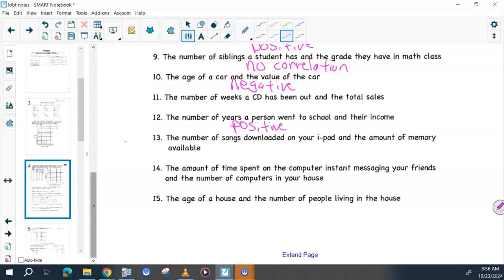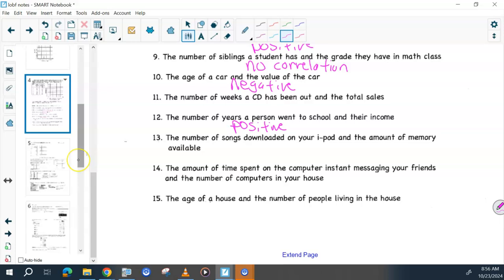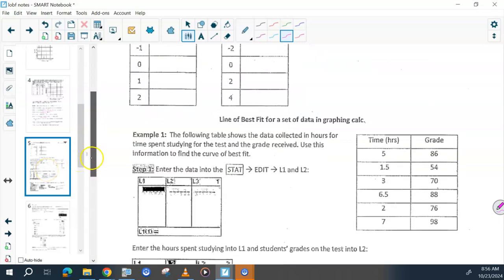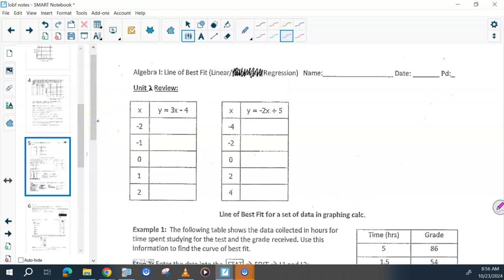Okay, and you can look through some of those others on your own time. Go on to the next page. We're going to do one more small thing of review before we get into what we're actually talking about. So in this table, this is going to go back and review function notation. If I had these x's and I wanted to find the y values, I would put in each x to find the y's. So that would be y equals 3 times negative 2 minus 4.